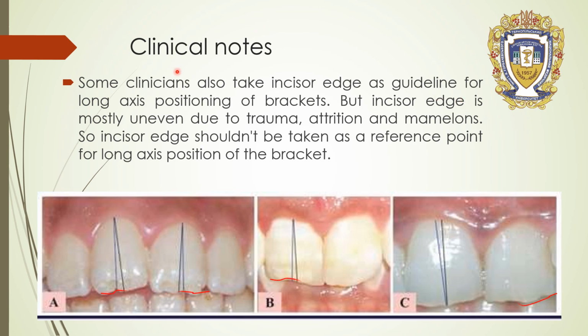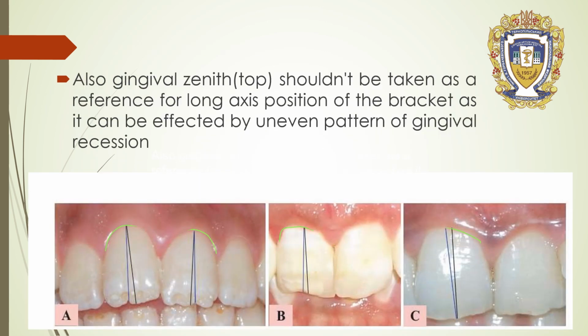Next, clinical notes. Some clinicians also take incisor edge as guideline for long axis positioning of brackets. But incisor edge is mostly uneven due to trauma, attrition, and mamelons. So incisor edge shouldn't be taken as a reference point for long axis position of the bracket. Also, gingival zenith top shouldn't be taken as a reference for long axis position for the bracket, as it can be affected by uneven pattern of gingival recession.